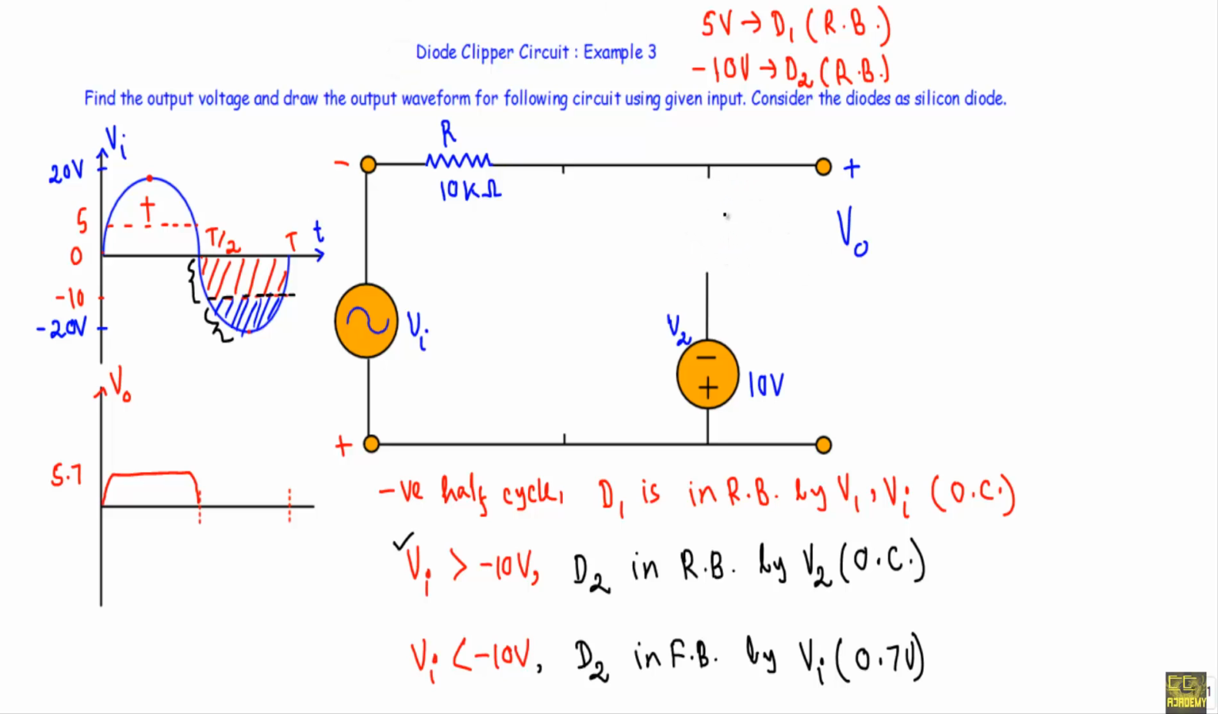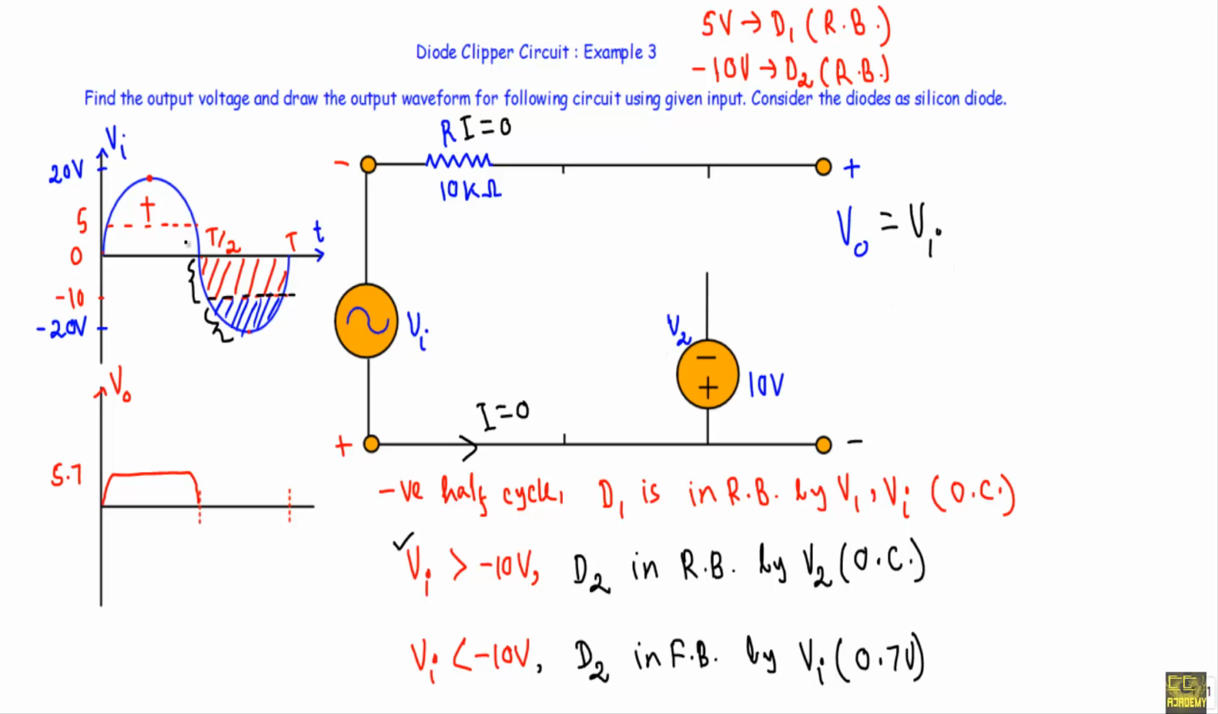If I replace the diode D2 with an open circuit, you will see the current flow through this path will be equal to 0 because there is no closed path for current flow. As the current I will be equal to 0, the voltage across this R will be equal to 0. Therefore, our output voltage will follow the input voltage. VO will be equal to VI. Output is following the input voltage.